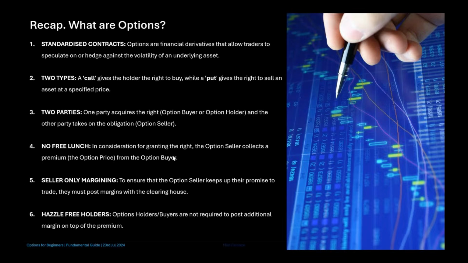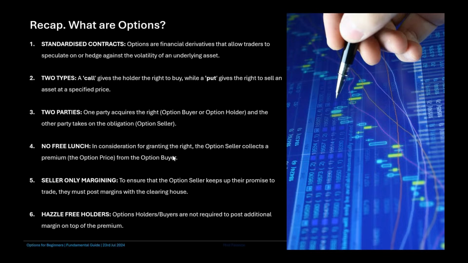But for the seller, it's different. He has collected the options premium upfront, but as the markets move, his short position on the option, because he has sold an option, is marked to market on a daily basis. He or she is exposed to margin calls depending on how the prices move. So they must post margins with the clearing house through the clearing member like Phillip Nova.